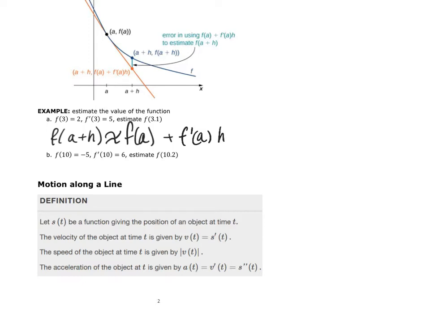So I'm going to figure out what my h is. I have information on 3, so f of 3. So what must my h be? I'm estimating it for 3.1, but what is my h? How far did I travel between 3 and 3.1? 0.1. So they're asking me to find f of a plus h, which in this case happens to be f of 3 plus that 0.1, or 3.1.